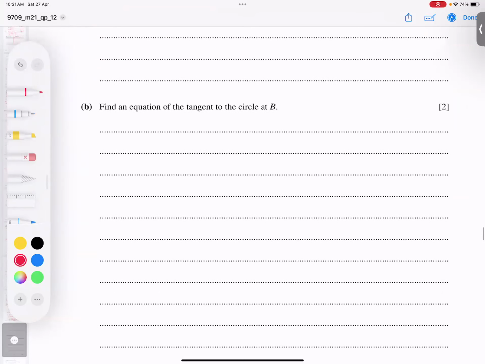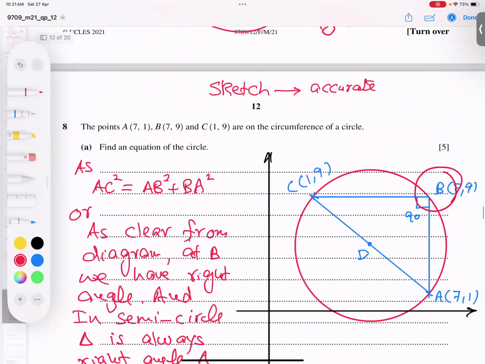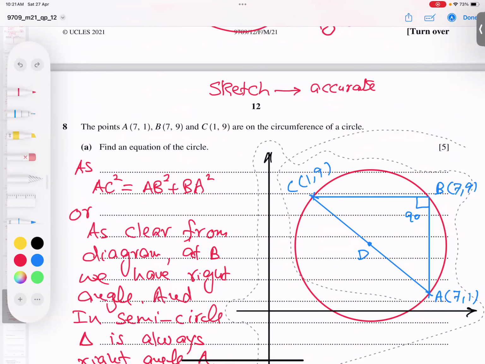He's saying find the equation of the tangent at B. So how to get the equation of the tangent at B? At B is this. So in this diagram, okay, students, I just take it, although this diagram is not compulsory, but if you take it, no issue at all. I think I should take this part only.